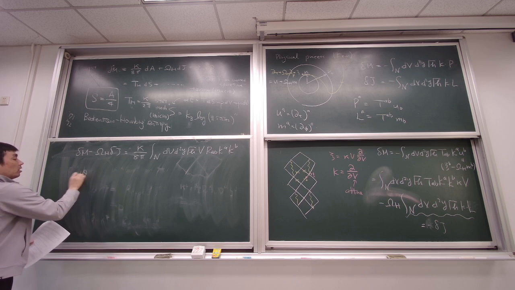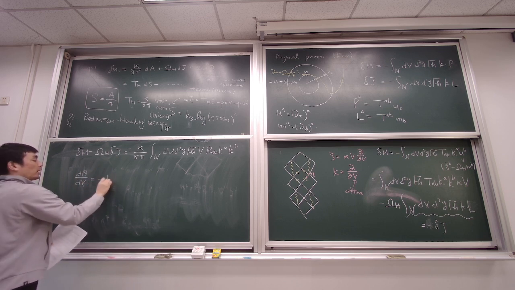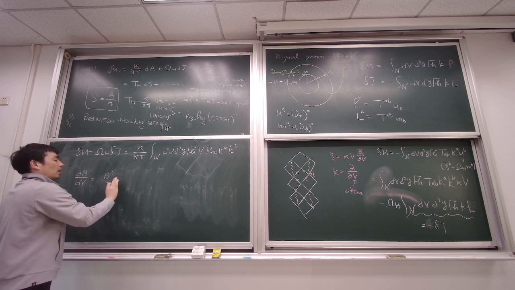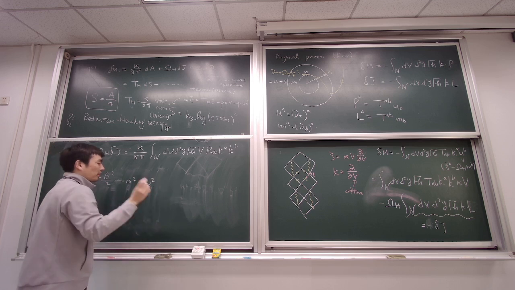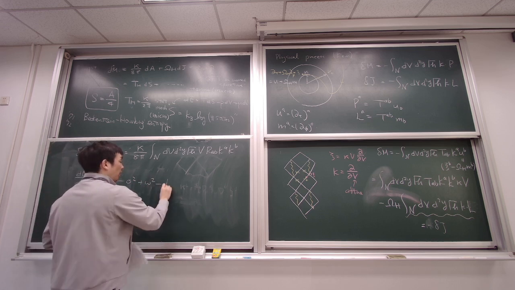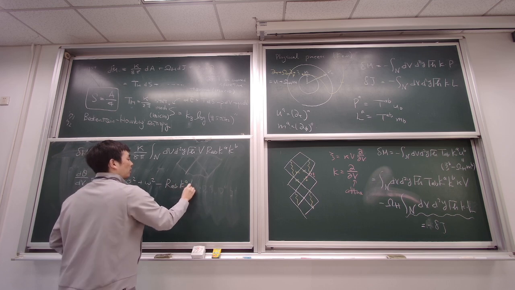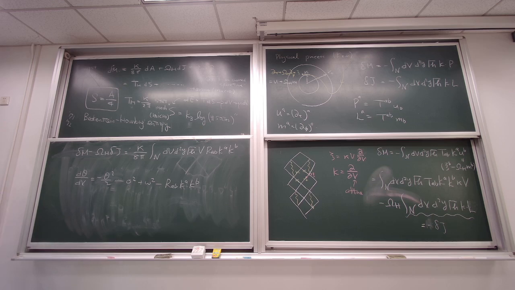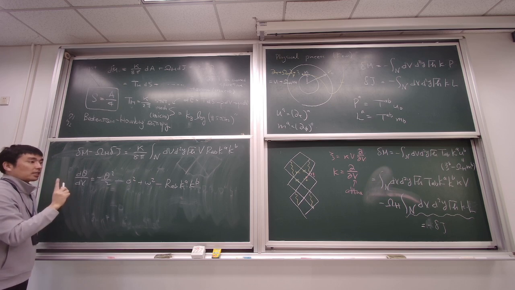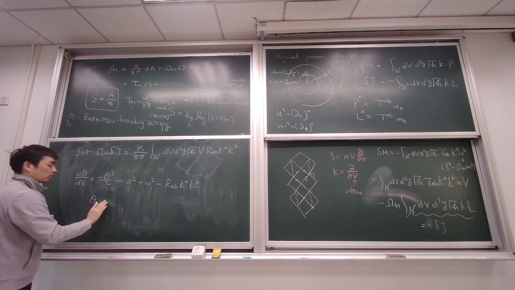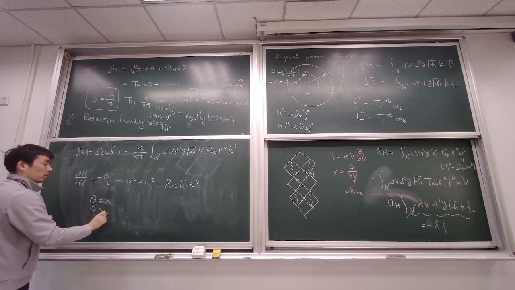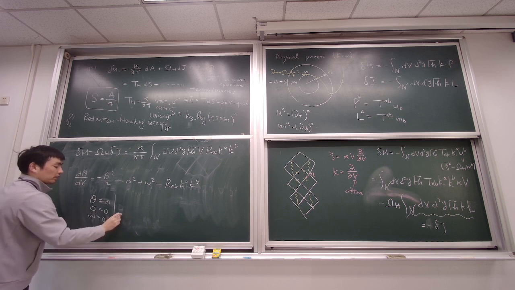So d theta over dv is minus theta square over 2, minus sigma square, plus omega square, I don't remember exactly, I didn't print out everything, and minus R AB K A K B. So that's the Raychaudhuri equation. But we know that for a static stationary black hole, theta equals 0, sigma equals 0, and omega equals 0 at the horizon.